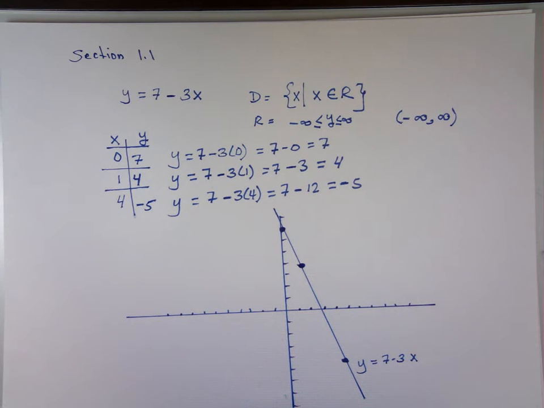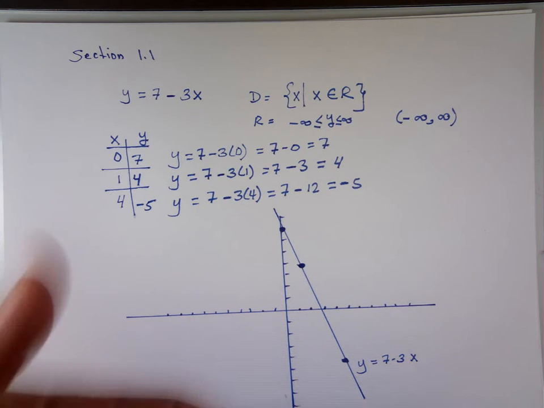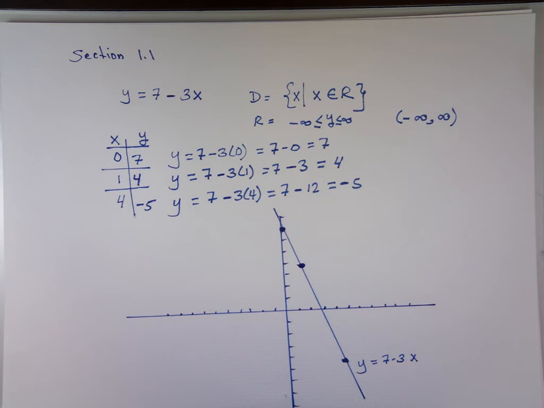Notice I use parentheses, not a square bracket. Why? Parentheses means the point is not included. Infinity will never be included, plus or minus, because you can't reach them.